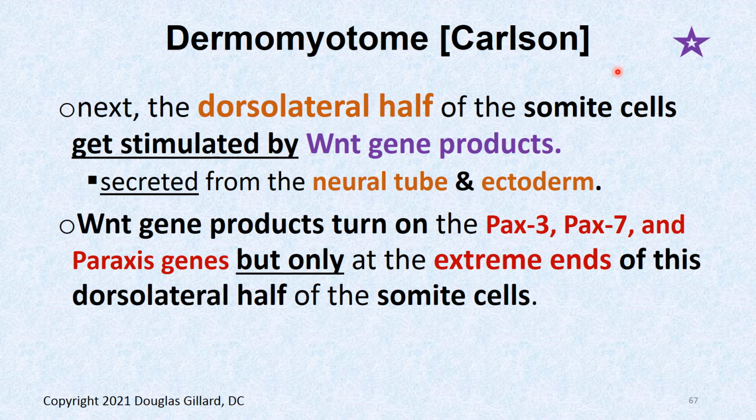Or we don't need to fix that, but what happens next is we're going to form what's called the dermatomyotome, or the dermomyotome is how they say it. And so now the dorsolateral half of the somite is going to get stimulated by Wnt gene products. Let's just leave it at that. The Wnt gene stimulates PAX3 and 7 and Paraxis gene to turn on. So with these genes turned on, you're going to make the dermatomyotome. But here's the key. It only happens at the extreme ends of the dorsolateral half. So the middle portion of the dorsolateral half is not going to be affected by this.